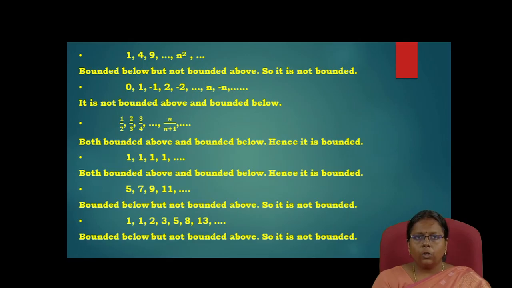If we consider the sequence 5, 7, 9, and so on, each term will be greater than or equal to 5, but we cannot find a number such that every term in the sequence will be less than or equal to it. So it is bounded below but not bounded above, hence it is not bounded. The last sequence is the Fibonacci sequence. It is bounded below but not bounded above, hence it is not bounded.